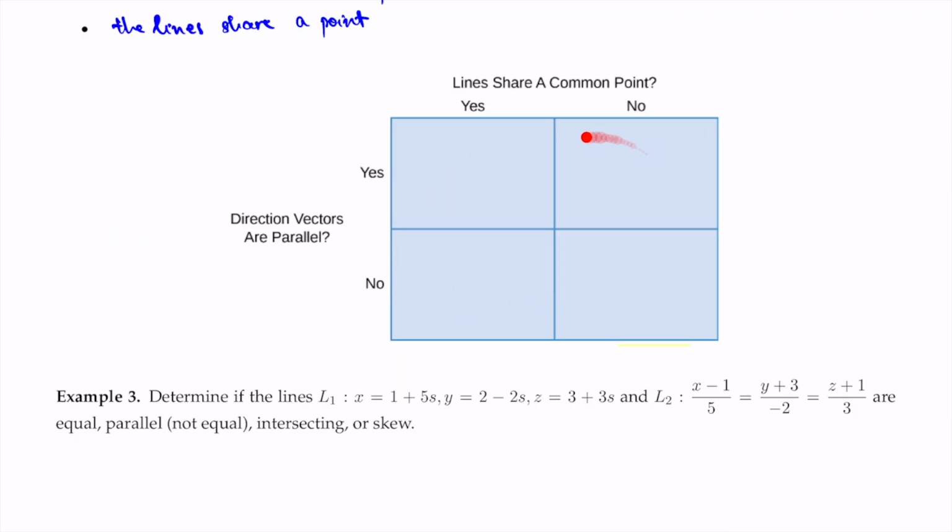And I have a table here that's going to help us classify the relationship between lines. For the top table, we want to know if the lines share a common point. Here, we want to know if the direction vectors are parallel. If the answer to these questions are yes, then we say that the two lines are equal. They do not share a point, but the direction vectors are parallel. Then you conclude that the two lines are parallel but not equal. And when they share a common point, but the direction vectors are not parallel, then you say they're intersecting. And if the answer to these two questions are no, then you say that the two lines are skew.